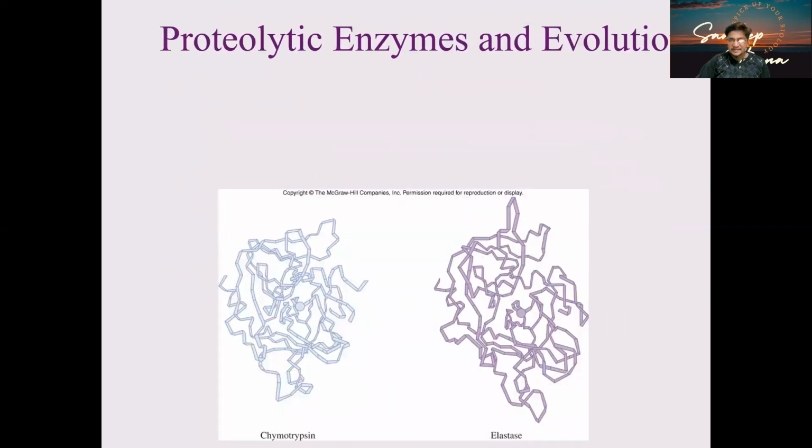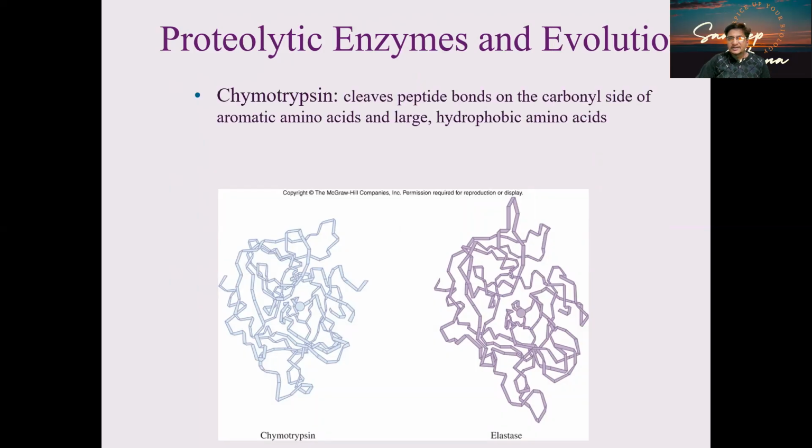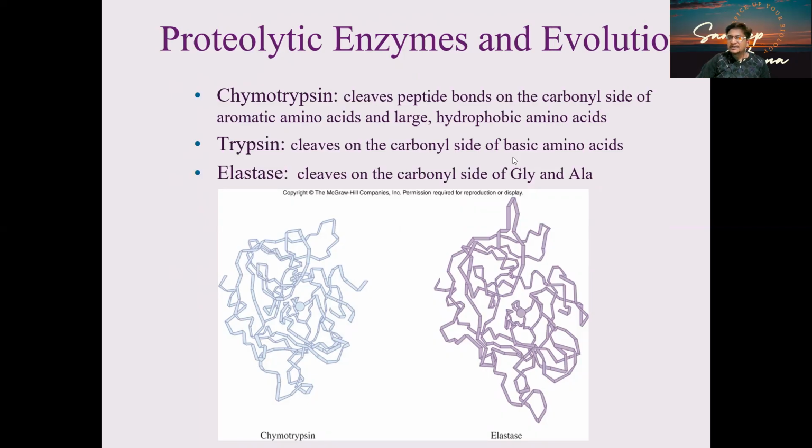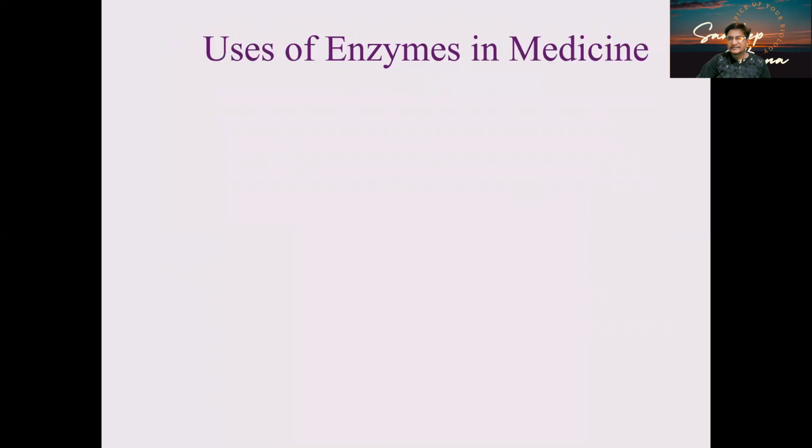You can see chymotrypsin and elastase shown here in this diagram. Chymotrypsin will always go for the carbonyl side of the C terminus, and looks for aromatic amino acids which are large and hydrophobic. Trypsin also works on the C terminus of the basic amino acids, lysine and arginine, and elastase will look again at the C terminus. They look for small hydrophobic amino acids like glycine and alanine.